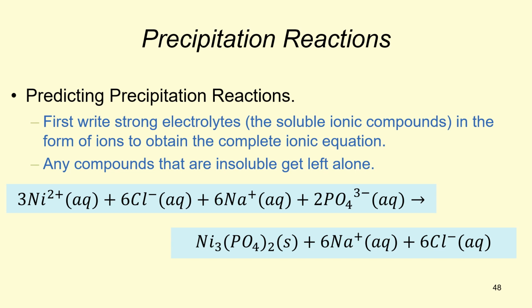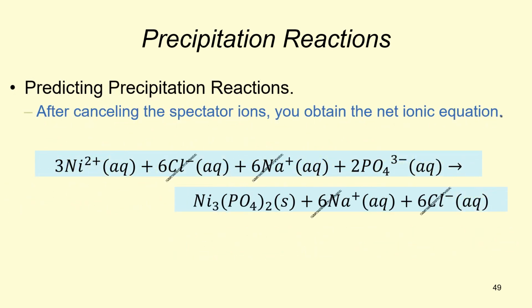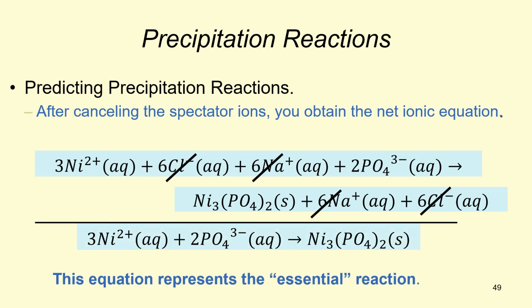We rewrite it as an ionic equation. So that's what I just did a minute ago. The nickel and the chloride, the sodium and the phosphate. Keep this together because it's solid, and then everything else written. Finally, the spectators cancel out, and you get your essential reaction or your net ionic equation.